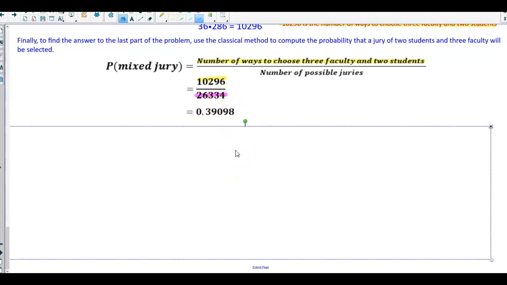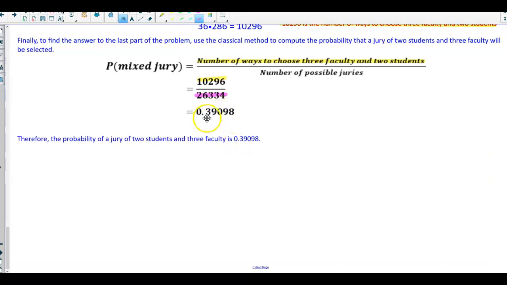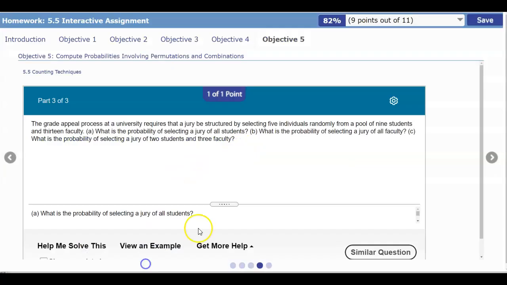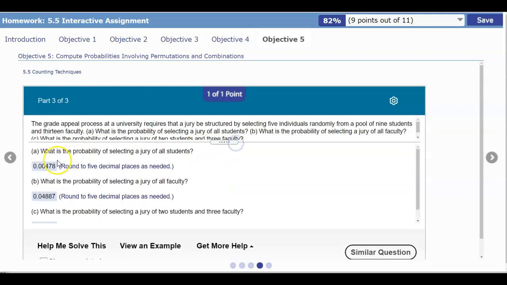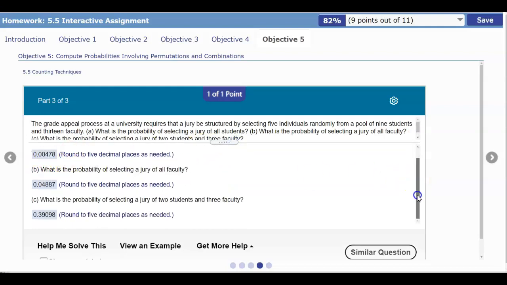And so therefore, we get the following amount, 0.39098. So therefore, the probability of a jury of 2 students and 3 faculty is 0.39098. And if we take a look at our problem here, each one of those is our answers. We see that we get the answer for part A, the answer for part B, and the answer for part C.